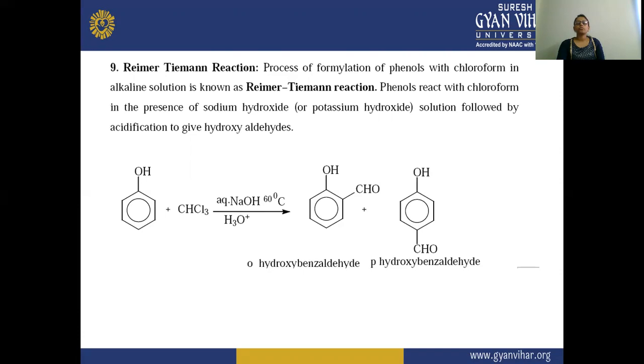So there is a mixture of two compounds, ortho-hydroxy and para-hydroxy. In respect to the CHO group, that is your aldehyde, the OH group is attached at the ortho position, so its name is ortho-hydroxy benzaldehyde. Secondly, in respect to the benzaldehyde, the hydroxy is on the para position, so its name is para-hydroxy benzaldehyde molecule.